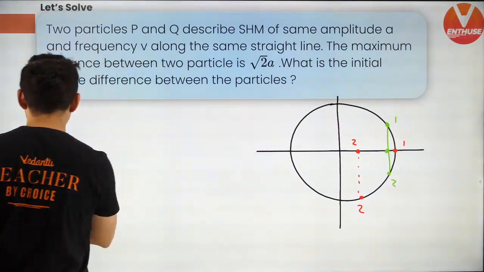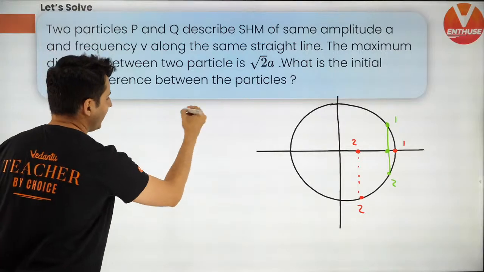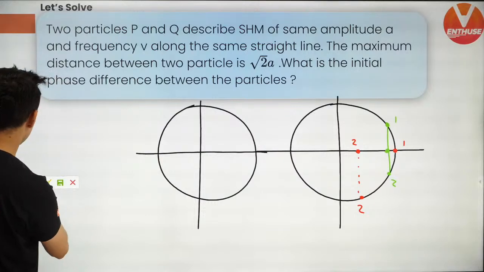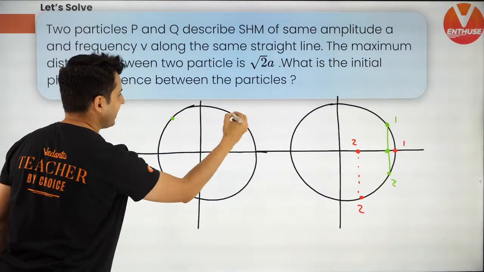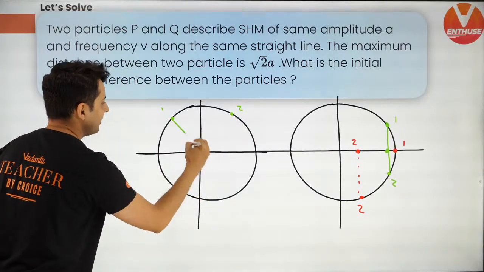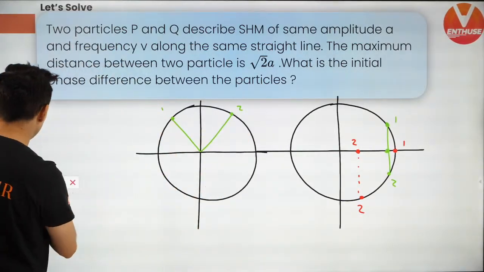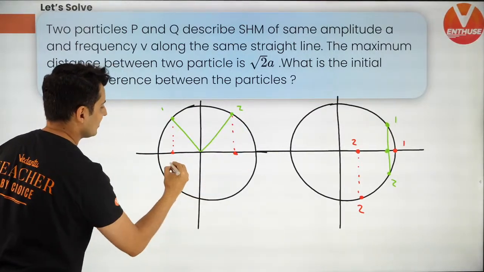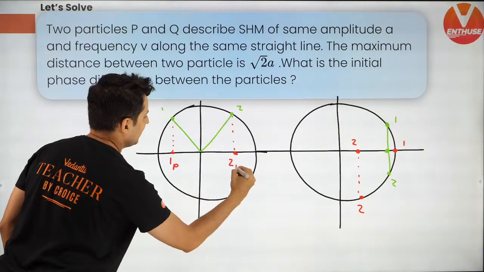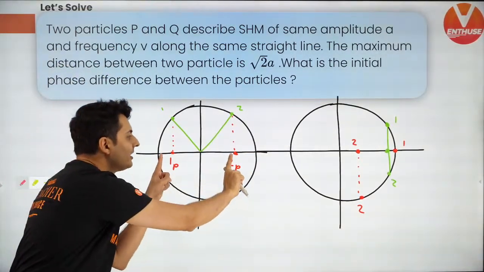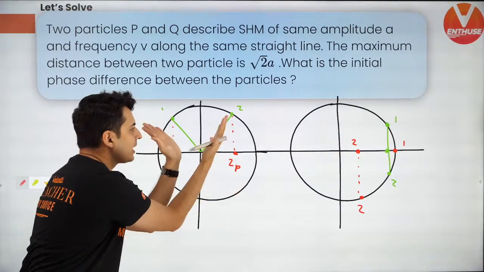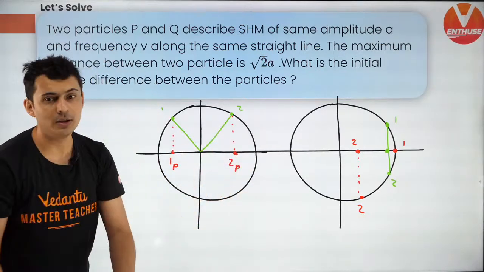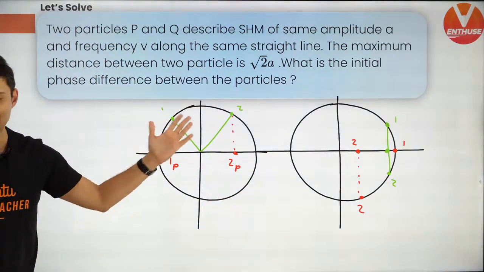But think about this. What if one particle is here and another particle is here? These are the two phasors, and think about their projections, guys. This is projection of point 1, this is projection of point 2. Don't you see their distance of separation is maximum? Because after this, as they both rotate, this distance will definitely reduce.